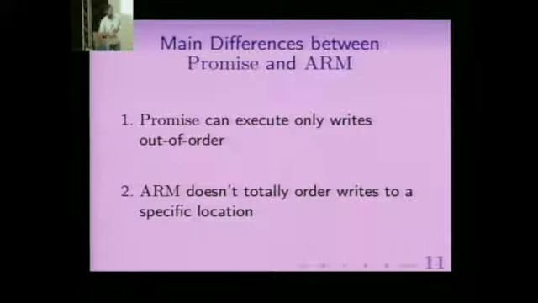There were 2 main obstacles in proving correctness of compilation from the promise machine to the ARM one. First of all, as I said, the promise machine is limited in out-of-order execution, so it cannot directly follow the steps of the ARM machine. Also, there are timestamps in the promise machine which totally order writes to a specific location, but there is nothing like that during execution in ARM, so that's the problem.